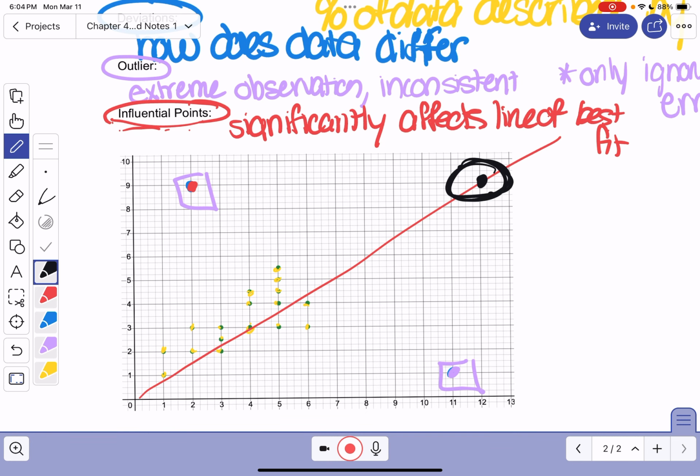So an outlier is any extreme point. Influential also affects the line of best fit. That's all you need to know from 4.3.